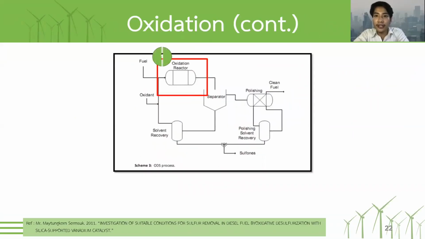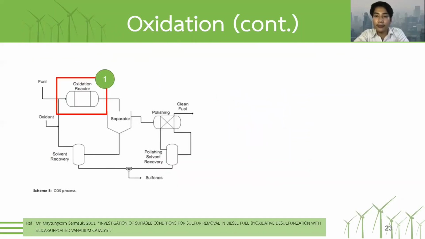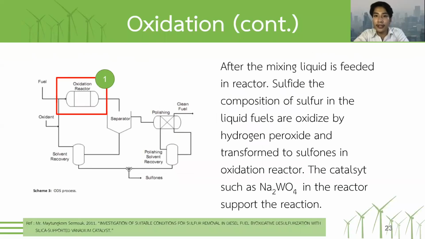The first section is the oxidation reactor. The fuel, oxidant, and the solvent are mixed in the stream and flow to the reactor. After entering the reactor, the sulfide is oxidized to sulfone.